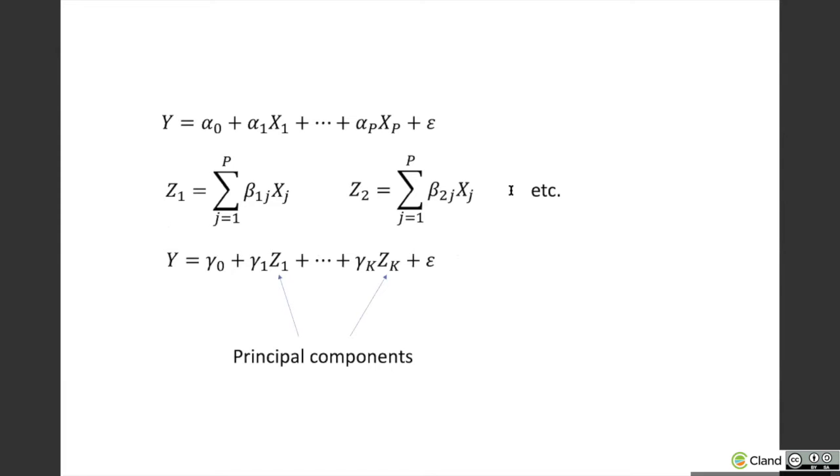More formally, we proceed as follows. Here you have the original linear model with the original inputs. For example, X1 will be minimum temperature, X2 will be maximum temperature, XP will be the precipitation. And then instead of fitting this regression like this, first you define new variables that I call here Z1, Z2, Z3, etc. And each Z here is a linear combination of the X. Okay, and the coefficients of the linear combinations are named beta.